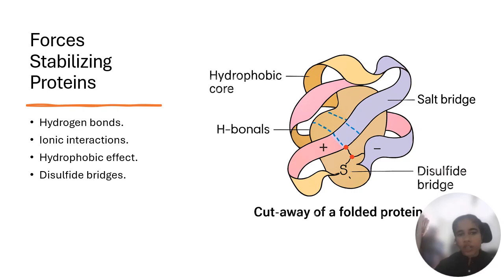Finally, there are the disulfide bridges. These are strong covalent bonds which form between two cysteine residues. They act like molecular staples, so they add extra strength and stability. So remember that many small forces together create one stable protein structure.